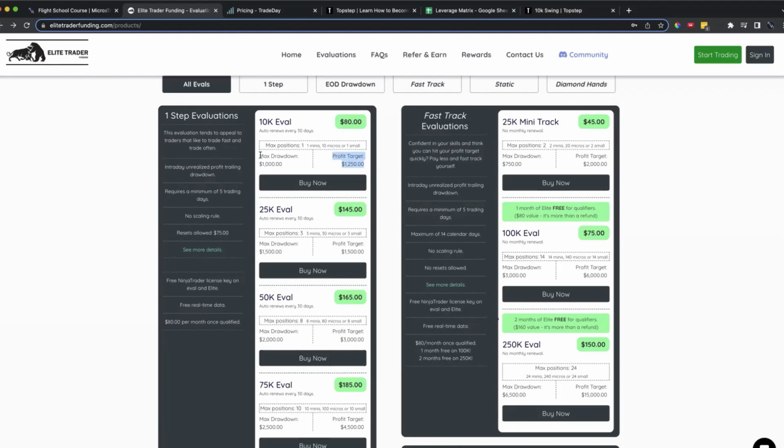This seems so simple, doesn't it? Just make 1,200 bucks without going down 1,000 from your high mark. And you've got 10 MESs to do it. Well, then do it. Pass it. Take it as a challenge. My gut tells me this should easily be accomplished in a month. Make $100 a day, 12 days.